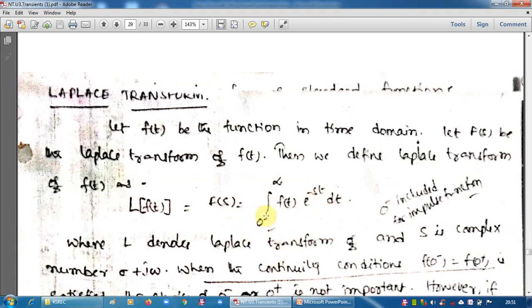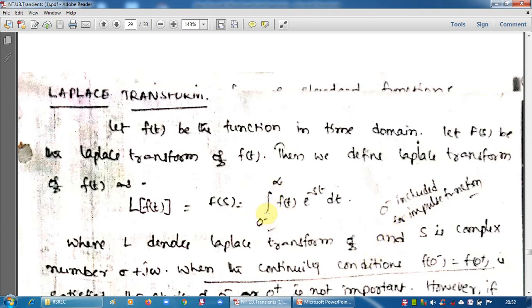Actually here we are getting 0 minus. That is included for the impulse function. That is a very special function. Impulse function will exist only from 0 minus to 0 plus, that's all. For other values of time, the function will not be there.